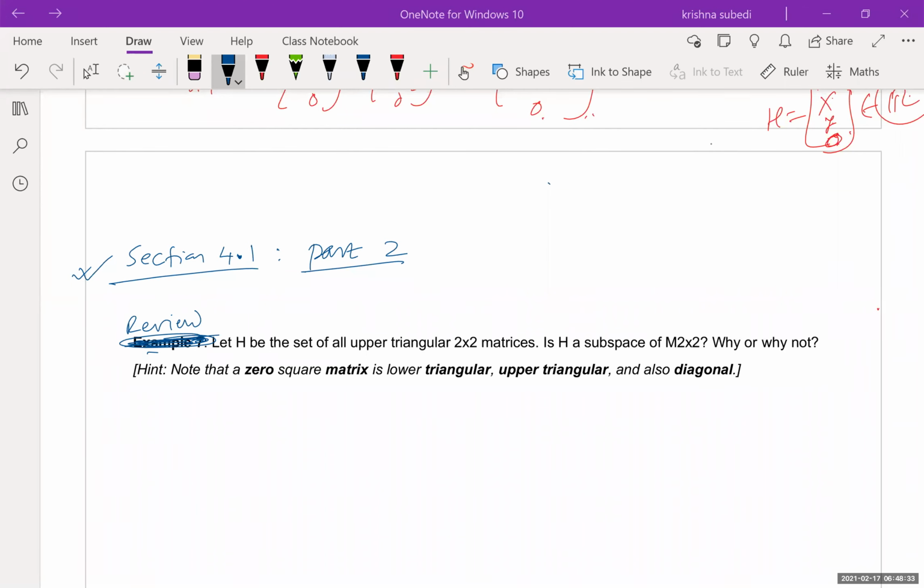So section 4.1 is about vector spaces and subspaces. We did part of it in our last class. Part 1 we did, and part 2 we're going to do today. So let us quickly review what we did in our last class. In our last class, we defined the vector space.